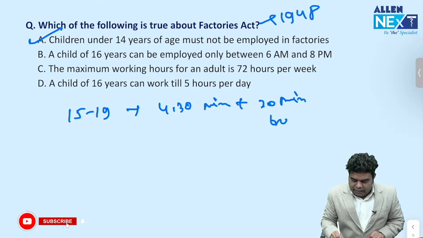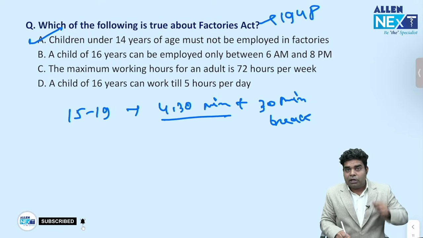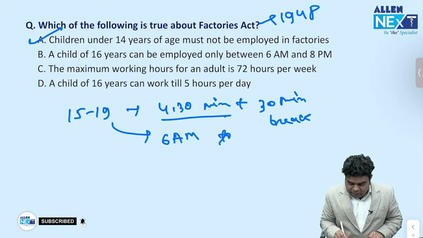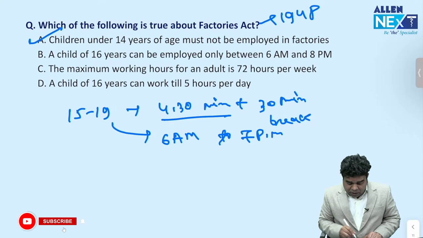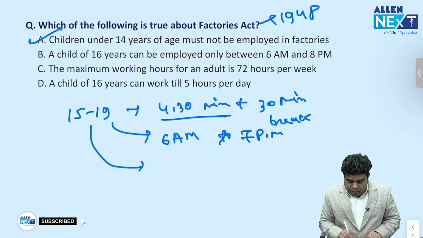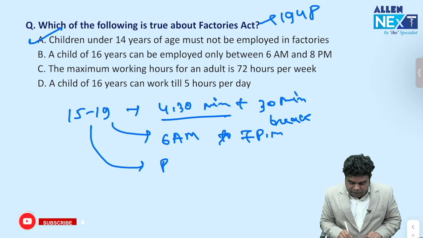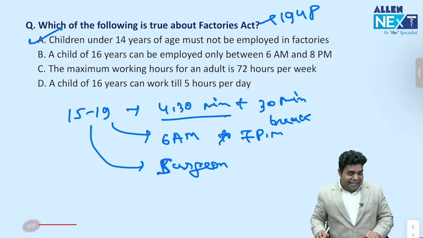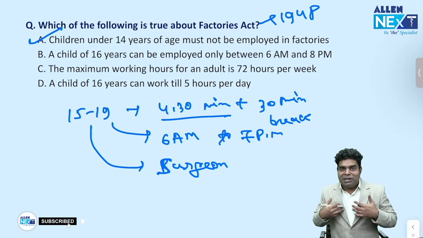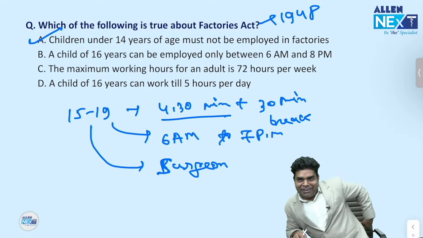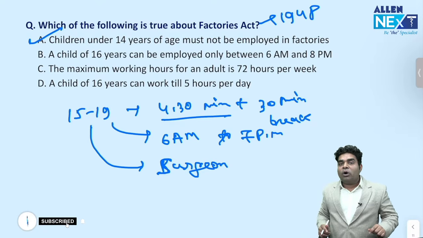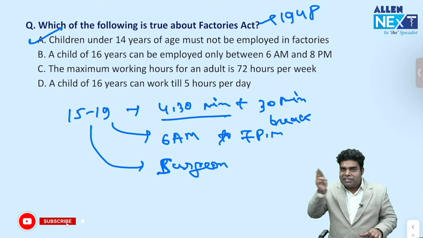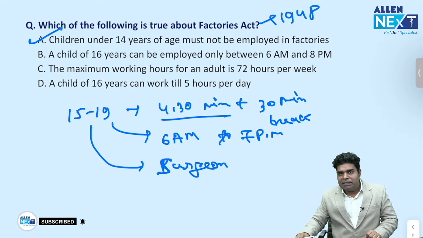So the maximum they can work is 4 hours 30 minutes, including break 5 hours. Second thing is they can only work between 6 a.m. to 7 p.m. in non-dangerous conditions. Third thing, they can only work after getting a physical fitness certificate from a surgeon. So a surgeon gives the physical fitness certificate. Why surgeon? Because the surgeon will check for hernia in them first. They might be involved in lifting heavy weight. So we will just check hernia and then involve them in the job.